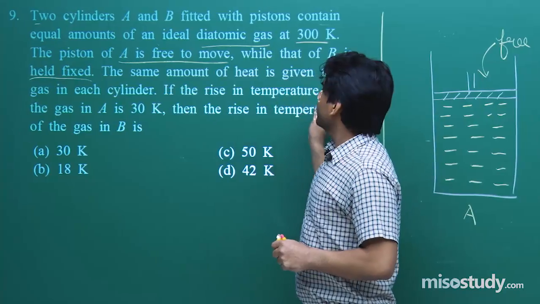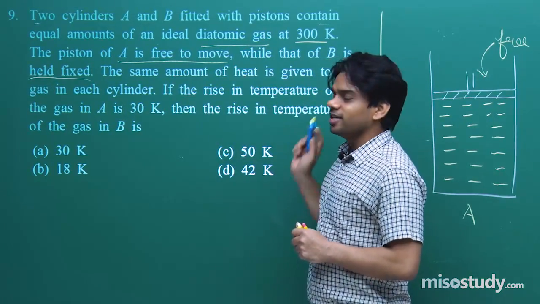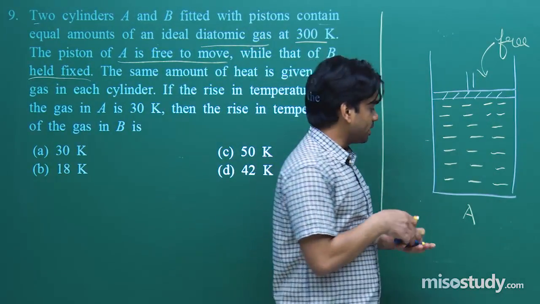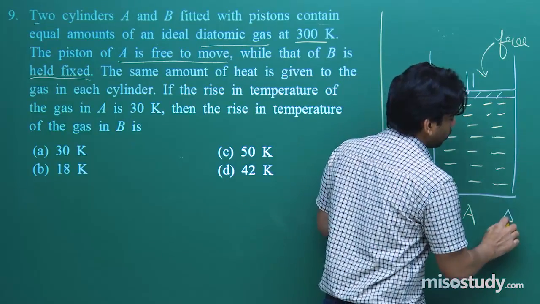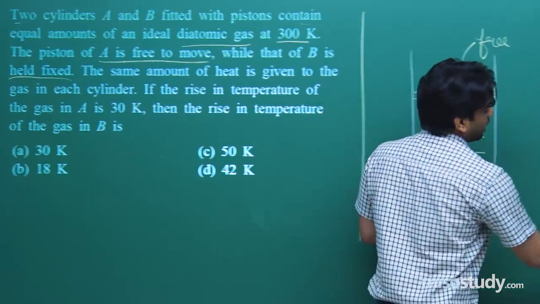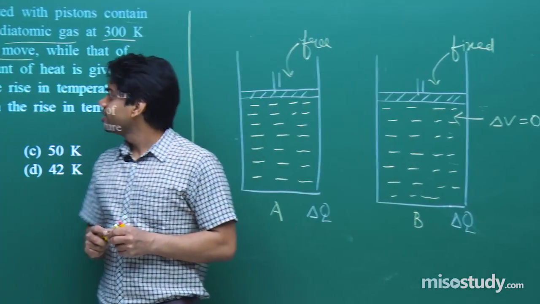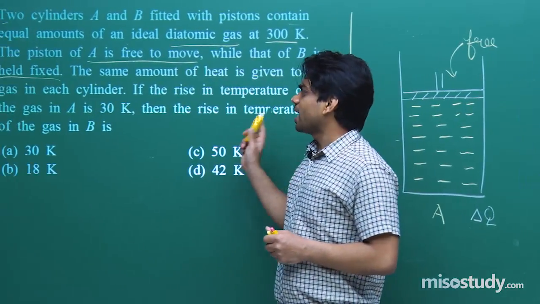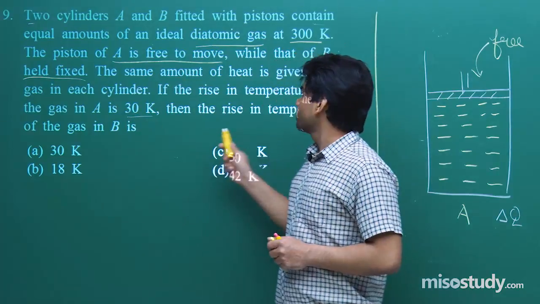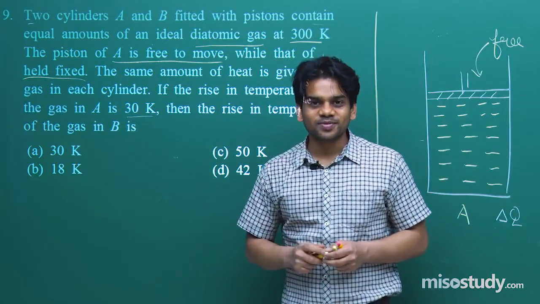The same amount of heat is given to the gas in each cylinder. You have provided the same amount of heat. Let's say the same amount of heat, delta Q, in this and delta Q in this also. If the rise in temperature of the gas in A is 30 Kelvin, then the rise in temperature of the gas in B is?